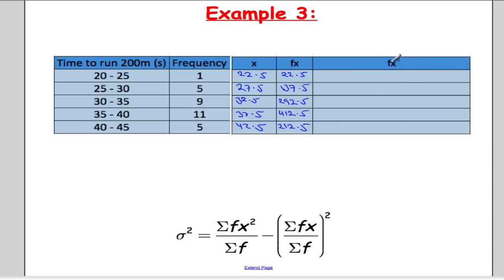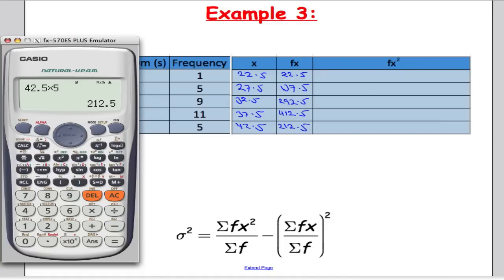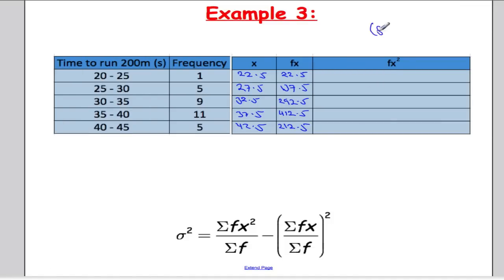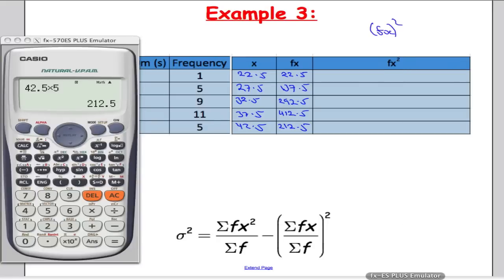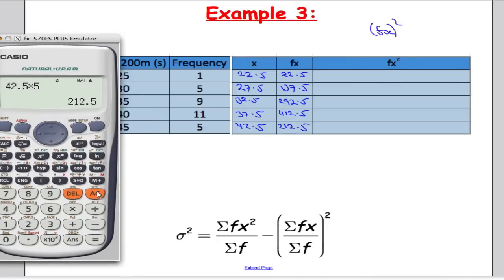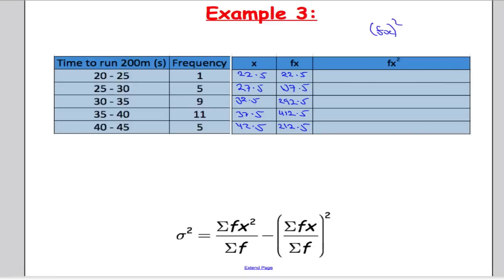And now I need to fill in this column, which is the frequency times the midpoint squared. Okay, be careful now, it's not the frequency times the midpoint all squared. It's the frequency times the midpoint squared. Order of operations takes precedence here, so you square the midpoint and then times by the frequency. So I'm going to square the midpoint, 22.5 squared, and multiply that by the frequency. So that gives me 506.25.